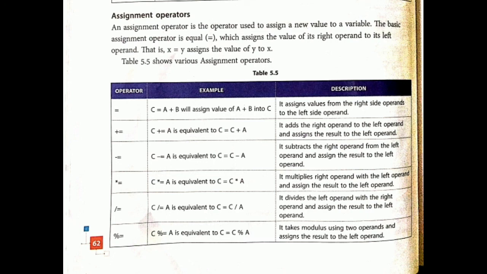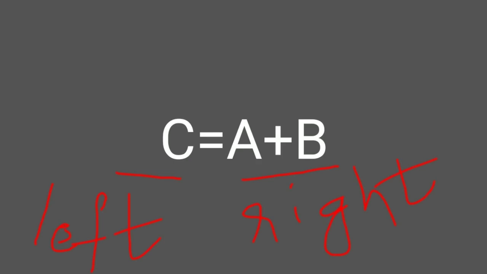Look at the first operator, that is equal sign. We have studied that the basic assignment operator is equal sign, so first let us study about equal sign. Look at an example given, c equal to a plus b, which means that whatever value gets added in a plus b will be assigned to the variable c. Our operator is equal operator. What is the function of equal operator? Whatever is there on the right side will get assigned to the left side.